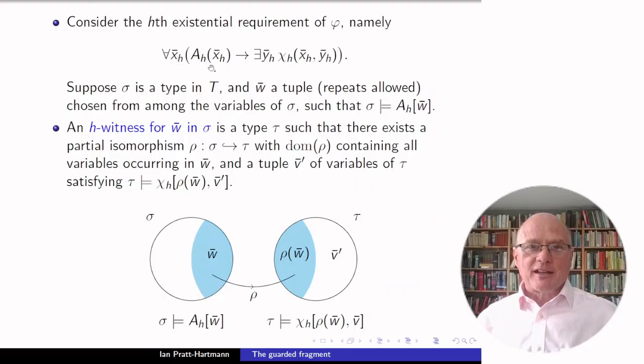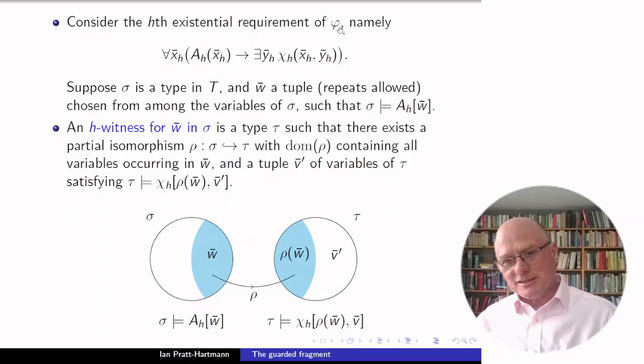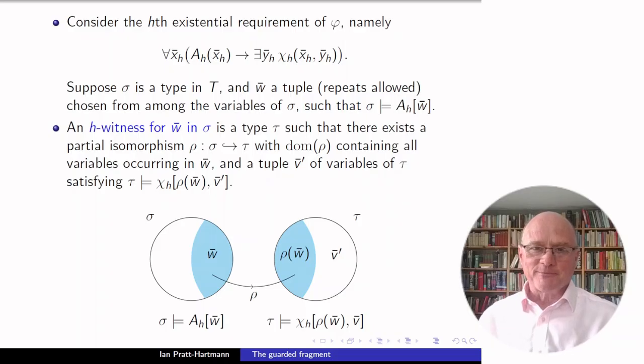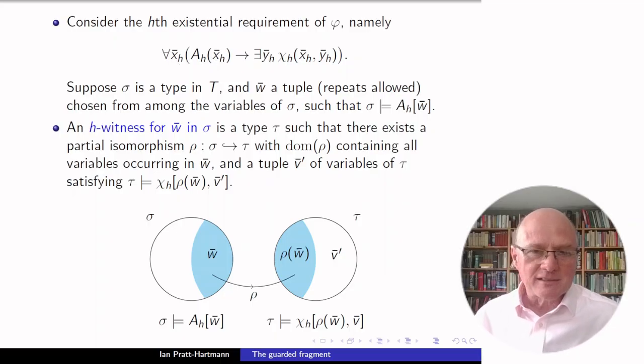So let's go back to our original formula phi in normal form. And remember, it has initial conditions, existential requirements, and the universal constraints. Let's look at any one of the existential witness requirements here. They all have this form. This is the one indexed by h, where h is some number between 1 and L, I think was the limit.